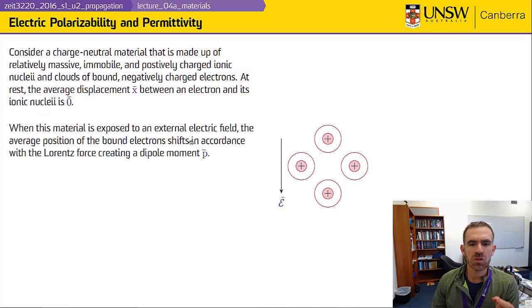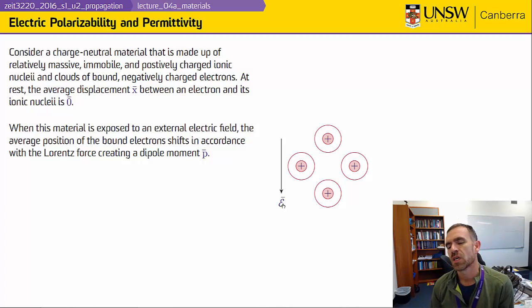But when I expose this material to an external electric field, and in this case we're going to be talking about a static electric field E, the wavelengths that we're dealing with are on the order of, say, hundreds of nanometers for optical wavelengths, or even millimeters or centimeters for radio wavelengths, and the molecules and atoms we're talking about are on the order of angstroms or nanometers.